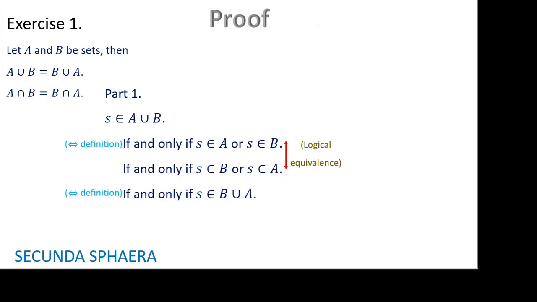This already gives an entire argument connected by equivalences that starts with S in A union B and ends with S in B union A, and this would already prove the equality of the sets. Being A union B is equal to B union A, this would be all for part one. Pretty much the only things that were used were the definition of union and the logical equivalence of the commutativity of OR, or the commutativity of disjunctions.